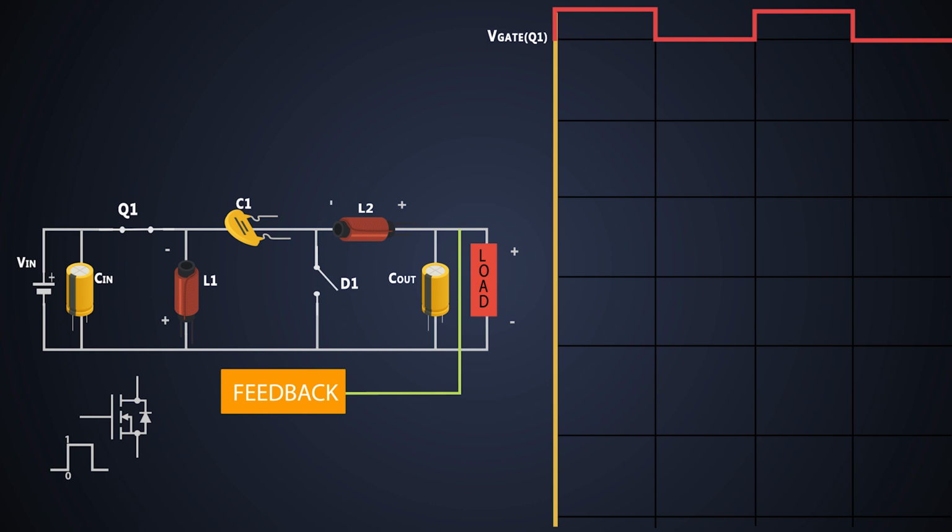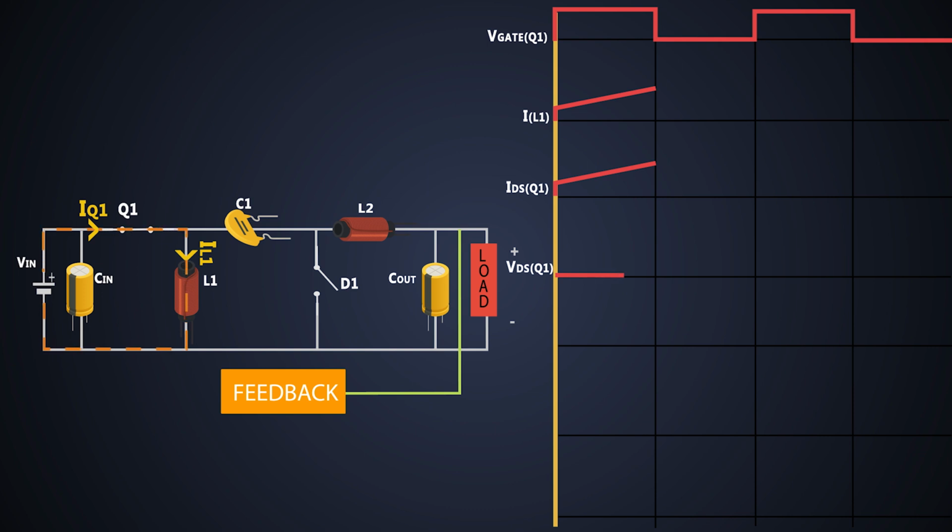The current across the inductor starts increasing linearly. As the circuit is closed, the current starts increasing through the MOSFET due to the inductor current. The MOSFET is on, so the voltage across the MOSFET is zero. Now, this side of the circuit is totally isolated and there is no current flowing through this part. So the capacitor current, inductor L2 current and output voltage are zero.